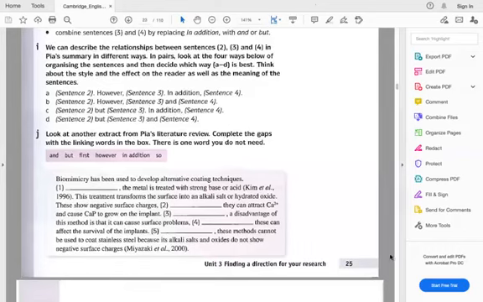Last time we have taken the linking words. Here is an example on it. Look at another extract from Thea's literature review. Complete the gaps with the linking words in the box. There is one word you don't need. We have and, but, first, however, in addition, and so.